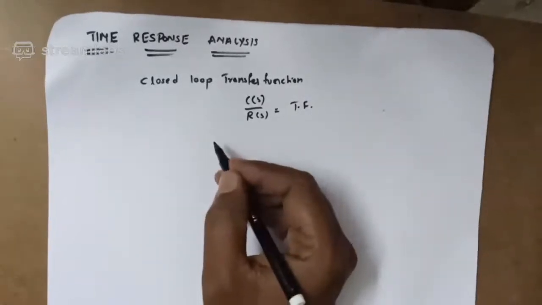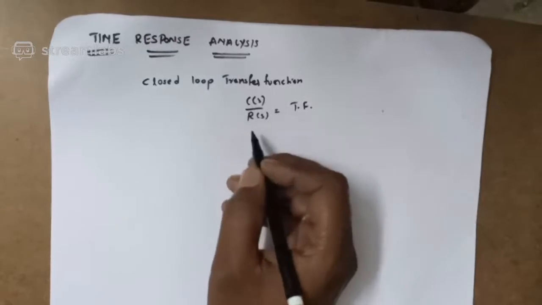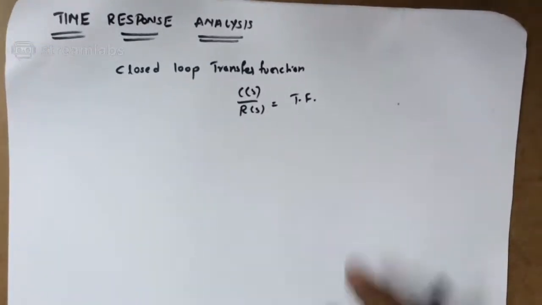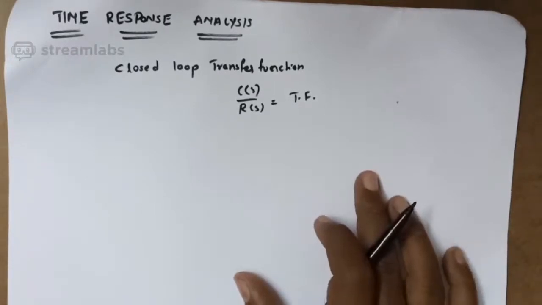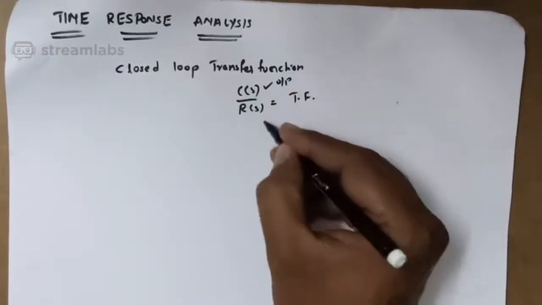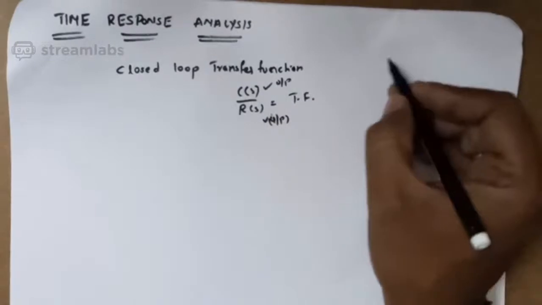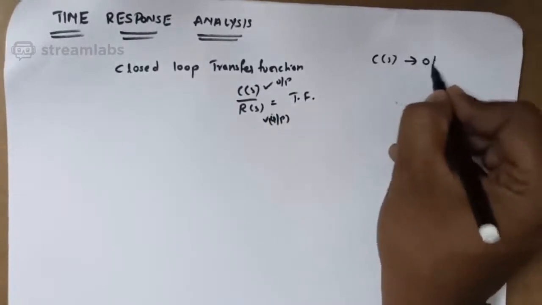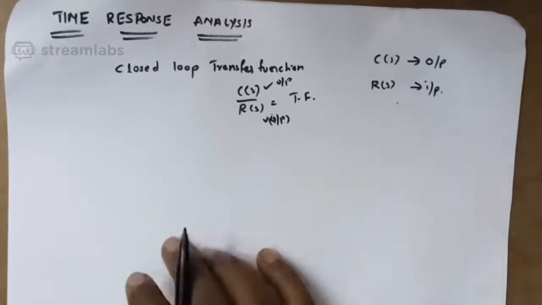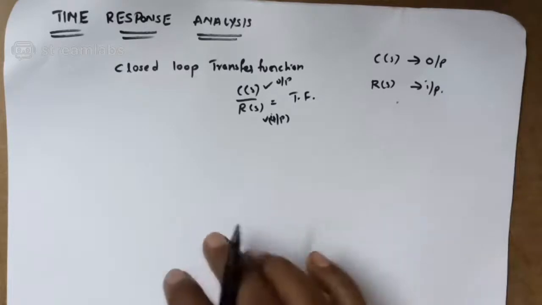So we all know that C of s by R of s is the ratio of the Laplace transform of output to the Laplace transform of input with zero initial conditions, known as the transfer function. So already we Laplace the output and input. So C of s is the output and R of s is the input.